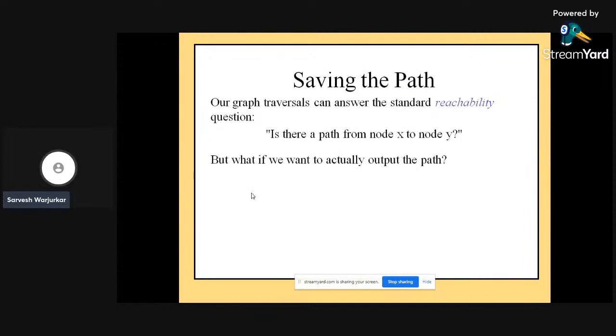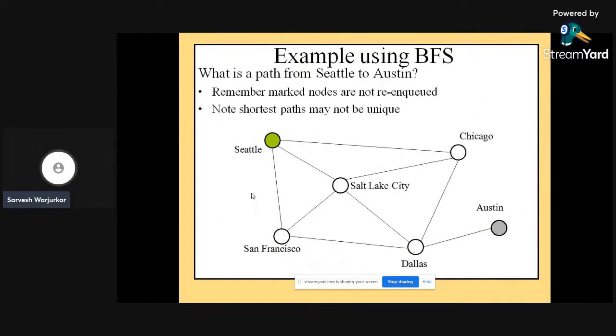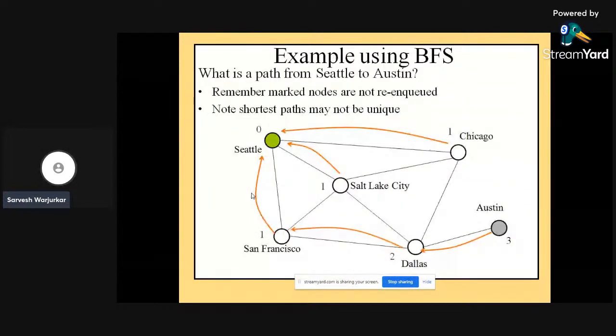It can also be used to save the path, where graph traversal can answer the reachability question, and it's very easy. In the given example, write the path from Seattle to Austin. Remember, marked nodes are not re-enqueued. We need to find the shortest path. That may not be unique, unless it is an unweighted graph. So we'll go with any different path like this, and it is possible to visit any different node from any different city as well.